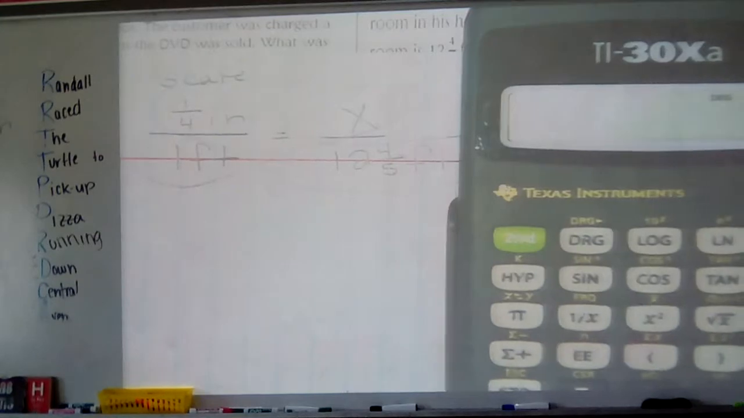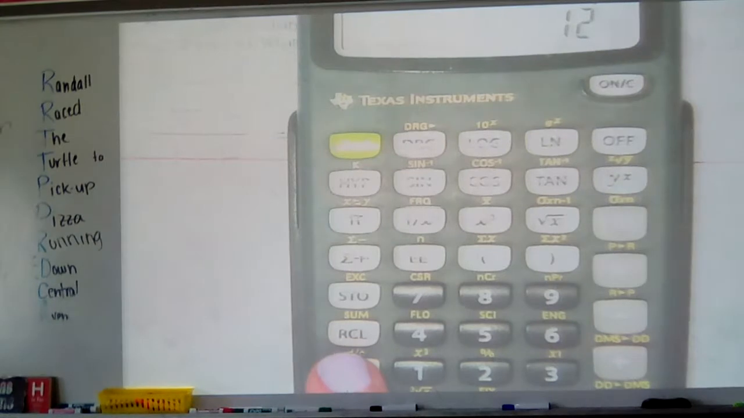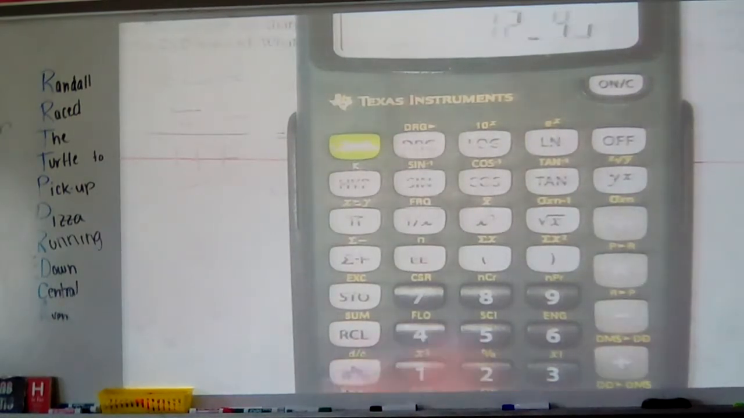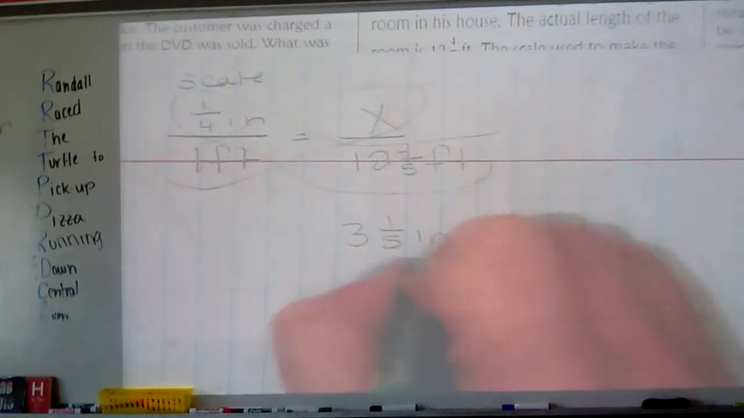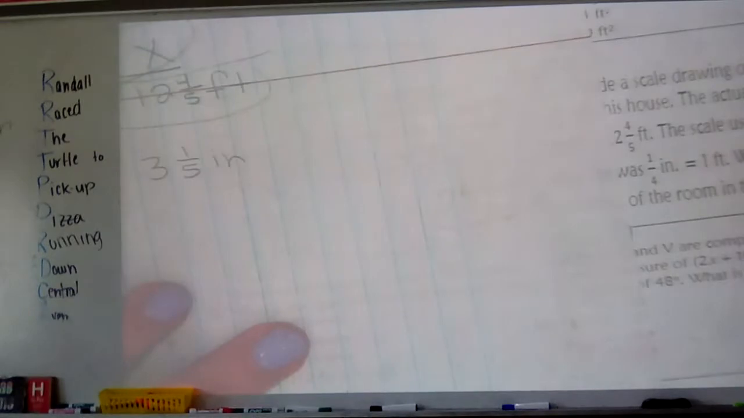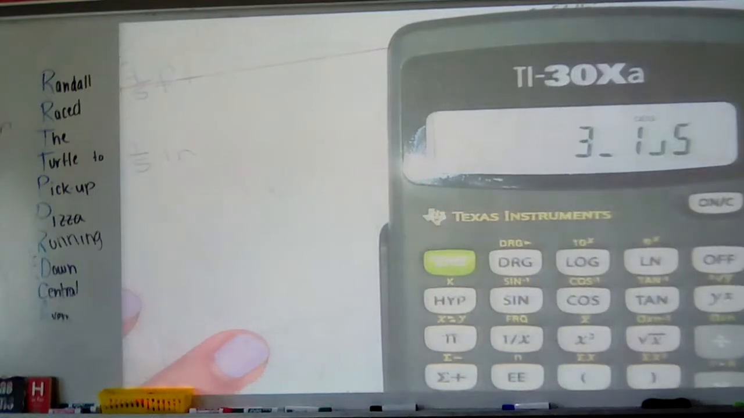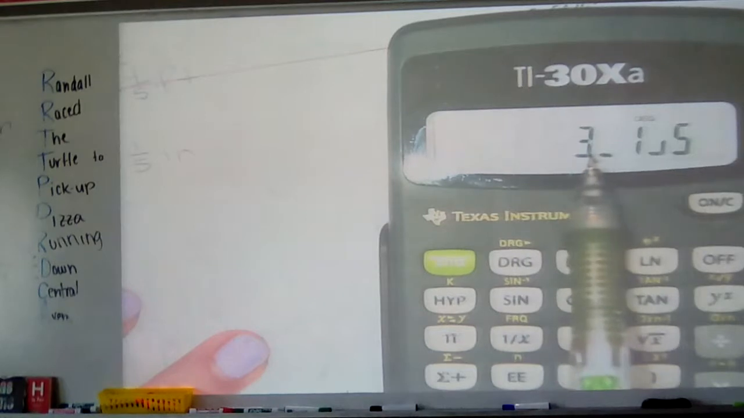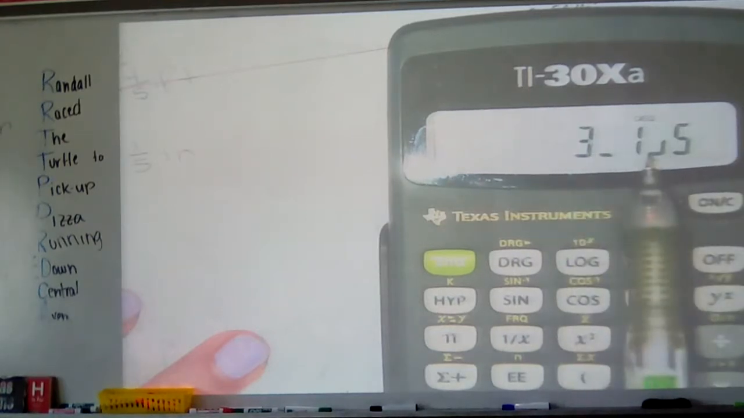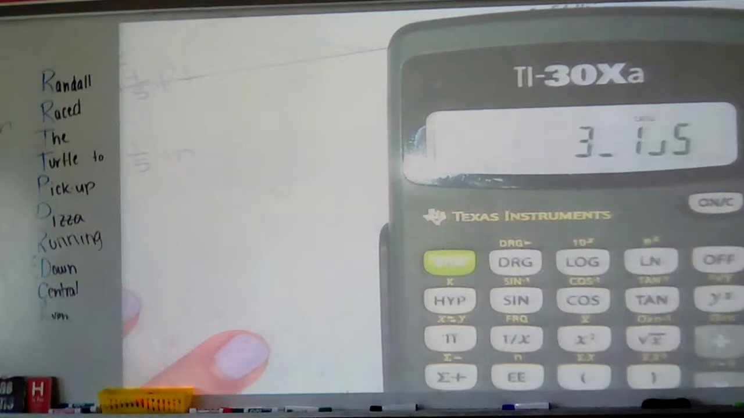But with that said, I have 12, remember the fraction button is here, 12 and 4/5 times 1/4, and that's going to give me 3 and 1/5 inches. So my answer would be 3 and 1/5 inches. Take a look at the calculator again, just so you know how to read the fraction. Remember, 3 and the underscore means that's 3 and a space. So 3 is my whole number, and then 1, the fraction slash, and 5 is going to be my 1/5.